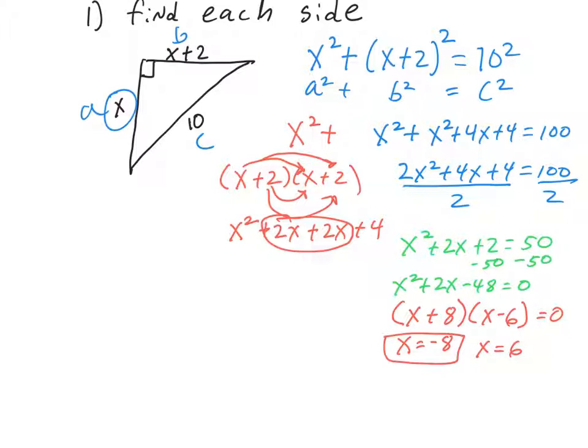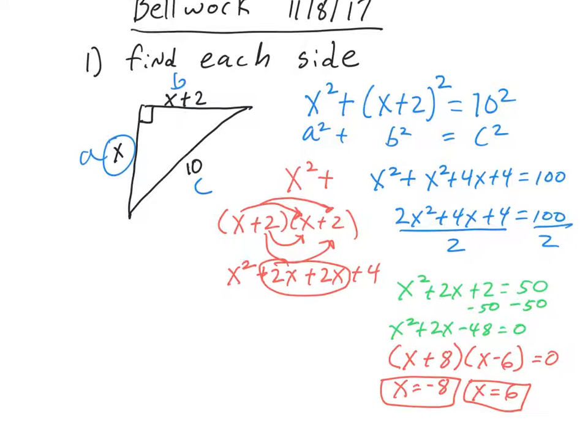Okay, so that's great, except we're doing a real world problem. We're not looking for x, we're trying to find each side. So only one of these numbers is going to work, and that number is going to be the 6. If I do the negative 8, I'm going to end up with negative distances on the sides, and that doesn't make any sense. So we can't use the negative 8, so we can just cross that one out. So we're going to use the 6. And that means that the A side is equal to 6, and the B side is equal to 6 plus 2, so it's 8.